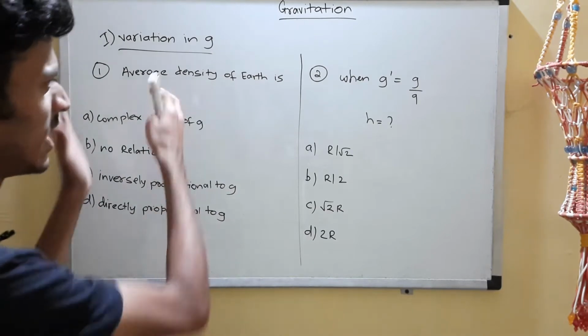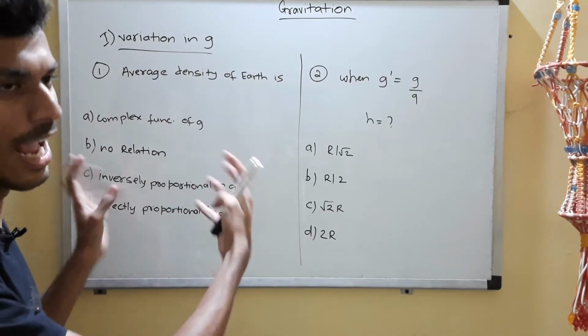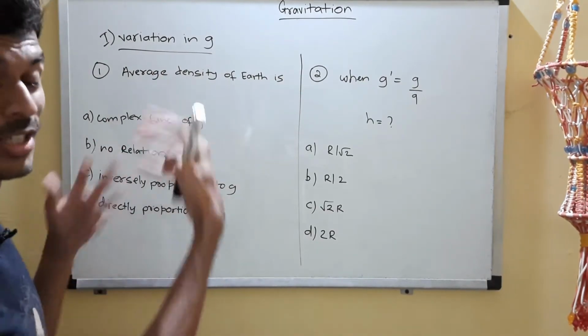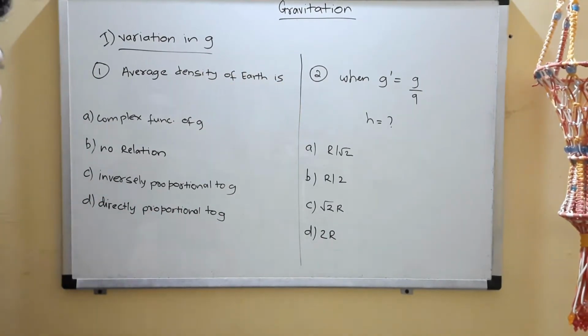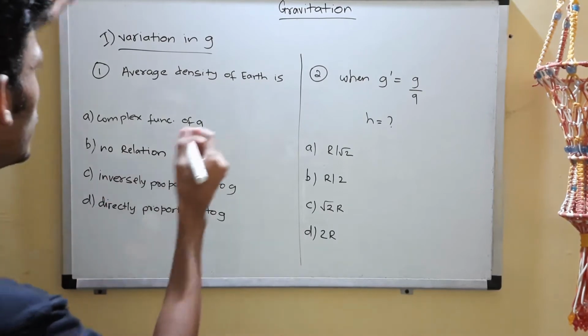You can see average density of course does not depend on acceleration due to gravity, but of course acceleration due to gravity depends on density, right? So anyway, just find a relation between these two.